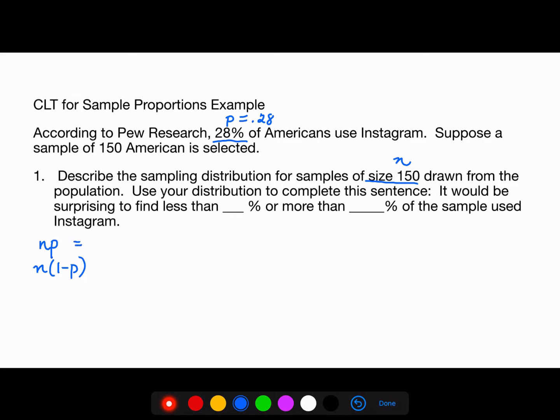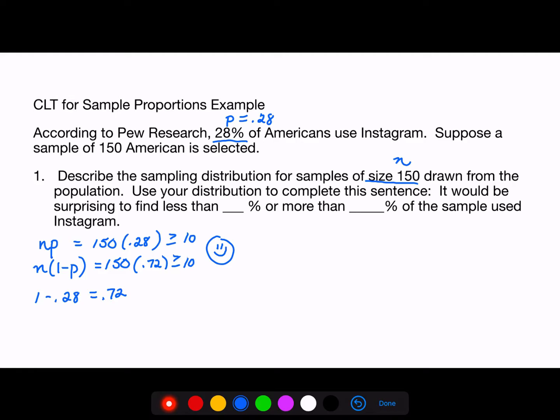So we have to show that 150 times 0.28 and 150 times 1 minus 0.28, which is 0.72, are both greater than or equal to 10. And you can either use a calculator or your good number sense, but both of those are greater than 10, which means we can apply the central limit theorem. Now, what does the central limit theorem say?